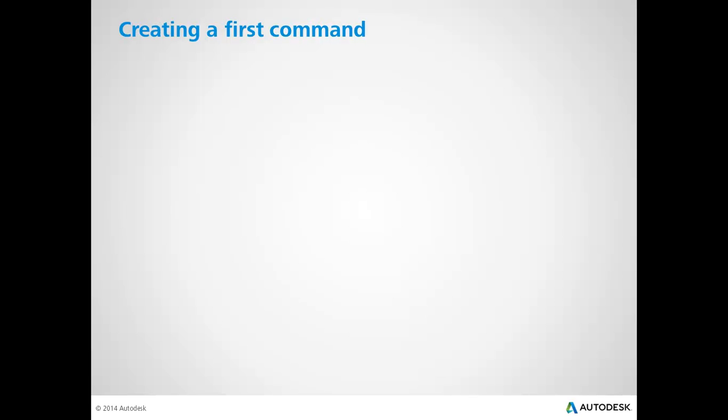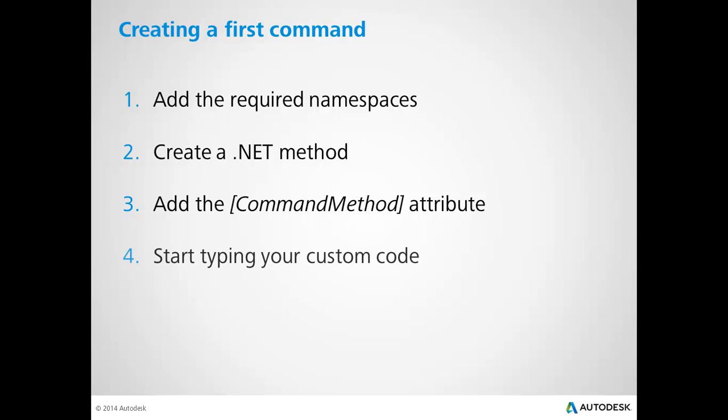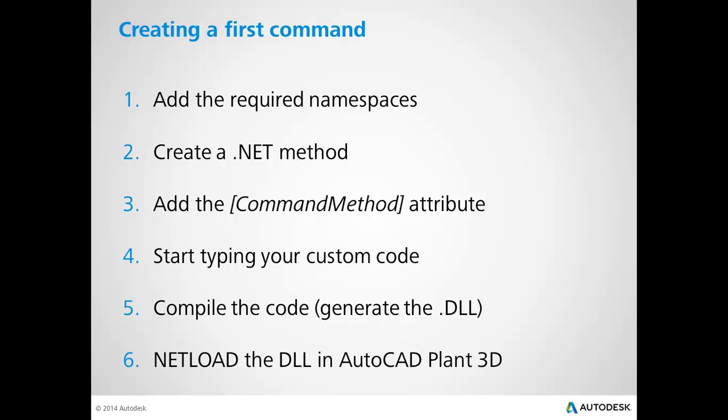So how can we create a command inside this plugin? The idea is we need to add the required namespaces, create a .NET method, add the command method attribute, which is an AutoCAD feature, not a Plant3D but AutoCAD feature. Then start typing our custom code. The custom code can include both AutoCAD and Plant3D related code. Finally, we compile that code, which will create a DLL, and NETLOAD inside AutoCAD Plant3D.